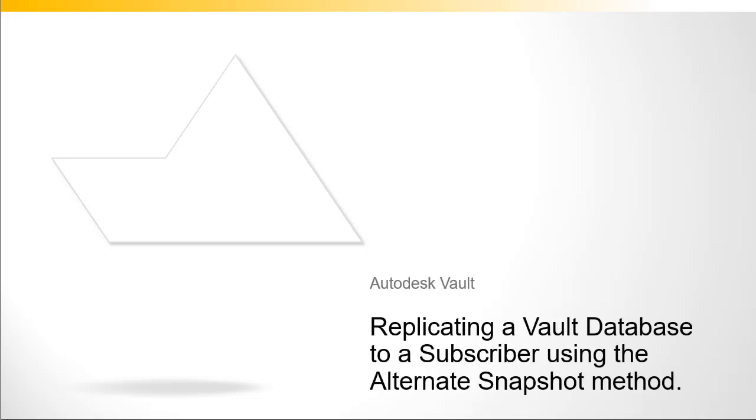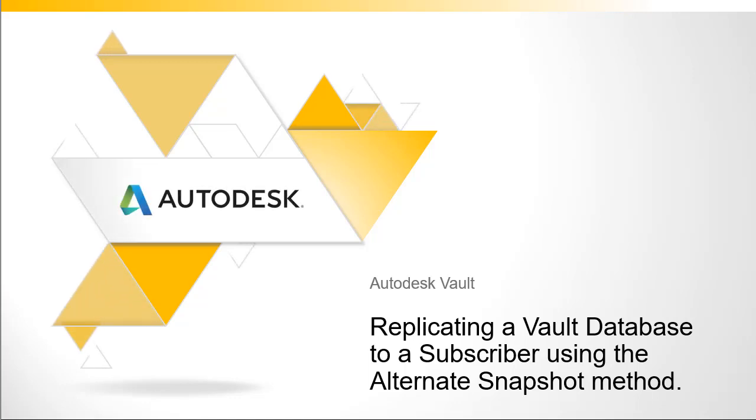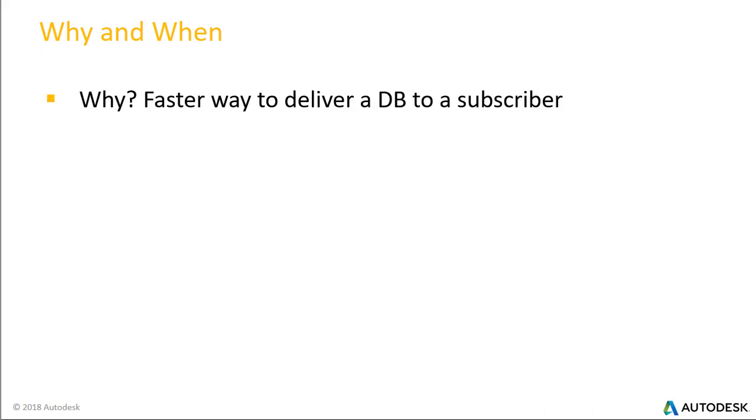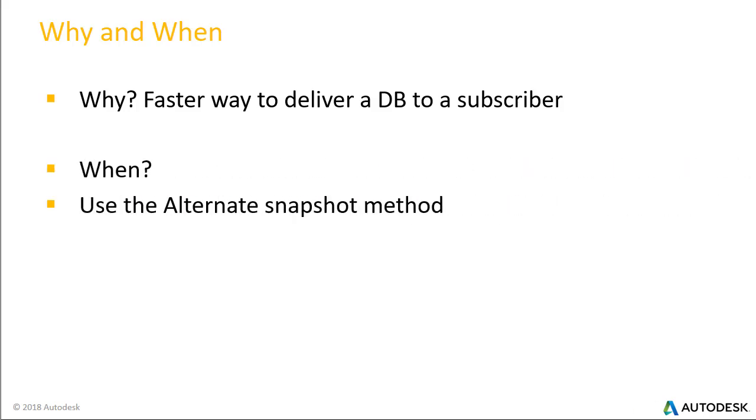Autodesk Vault, replicating a Vault database to a subscriber using the alternate snapshot method. Why and when would you use the alternate snapshot method? Why? It's a faster way to deliver a Vault database to a subscriber, especially when you are working over slow networks. And when would you use it?